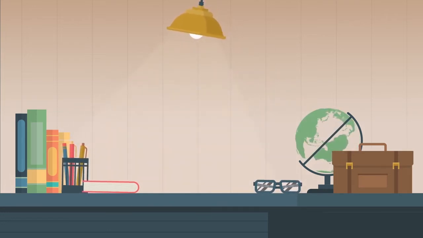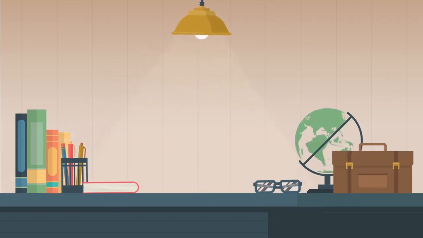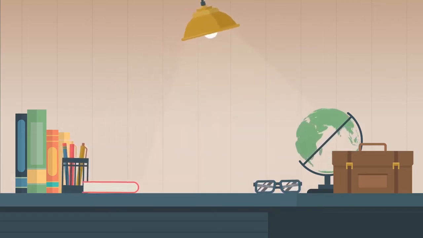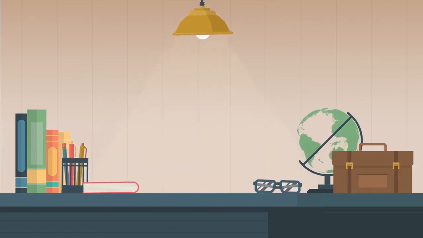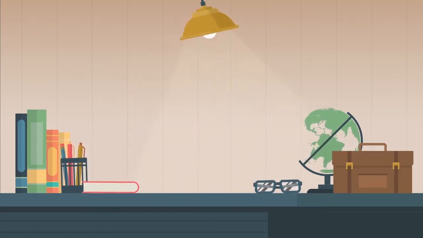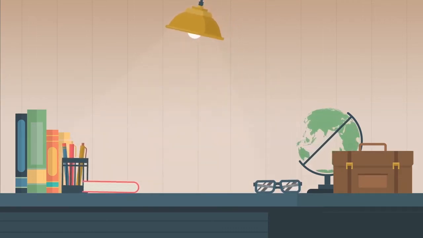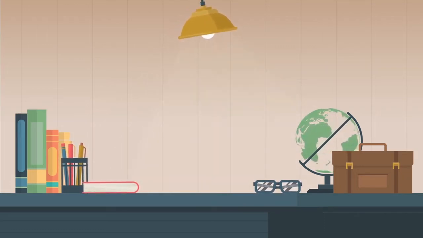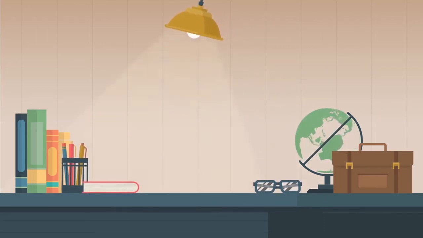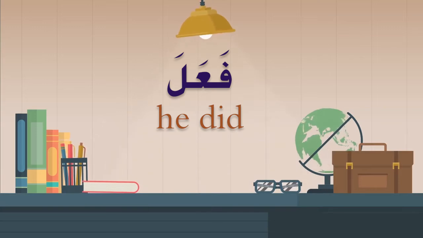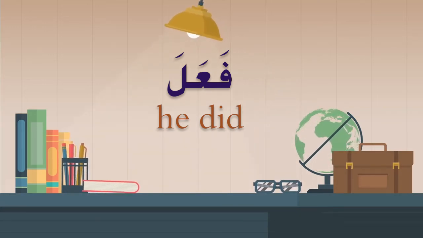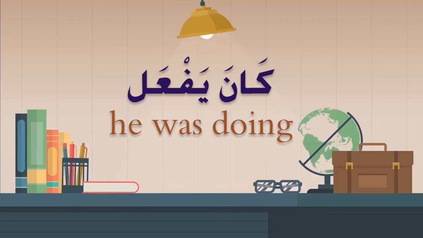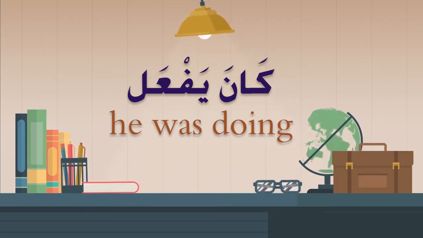The past tense often, but not always, has the meaning of the past perfective. Past perfective means that it has totally occurred in the past and the whole focus is on the time when the action happened. For example, he did and he was doing are dealt with in the same way in Arabic and considered one tense. فعل, he did. كان يفعل, he was doing.